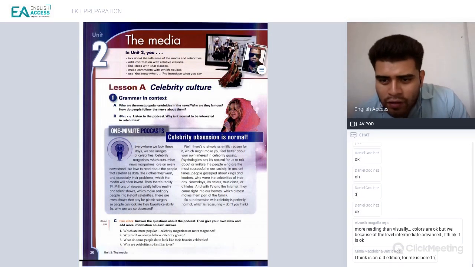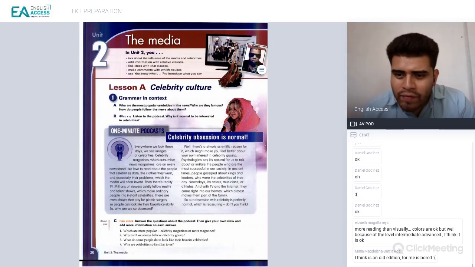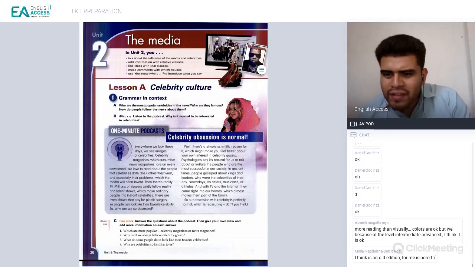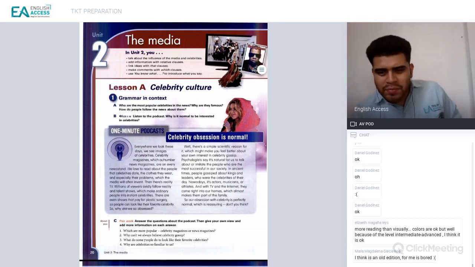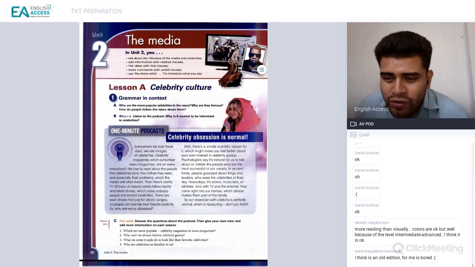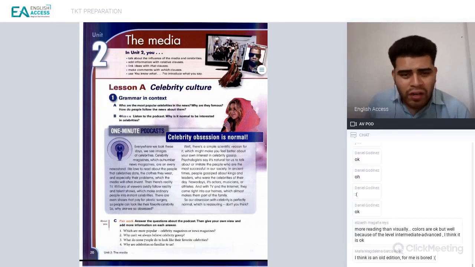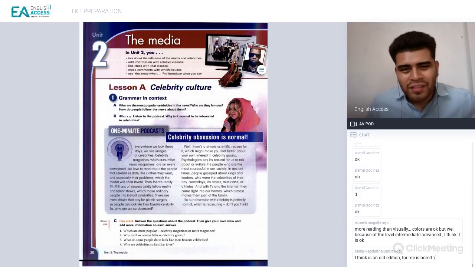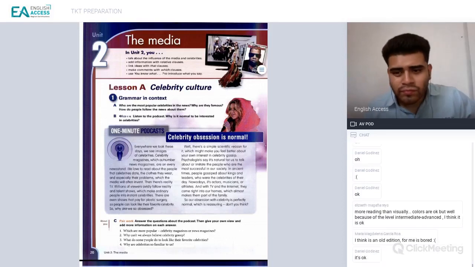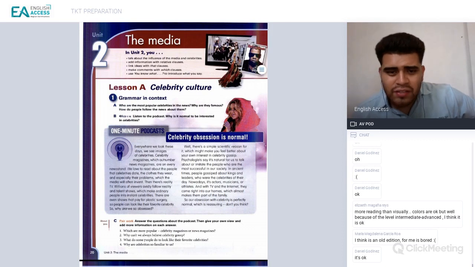Okay, more reading than visuals. Colors are okay, but because of the intermediate-advanced level, I think it's okay. Okay, nice perspective. Magdalena, it's an old edition, so for you, it's boring. Okay, yes, I think this book is 2015, so it's kind of old. Yes. Daniel says it's okay.